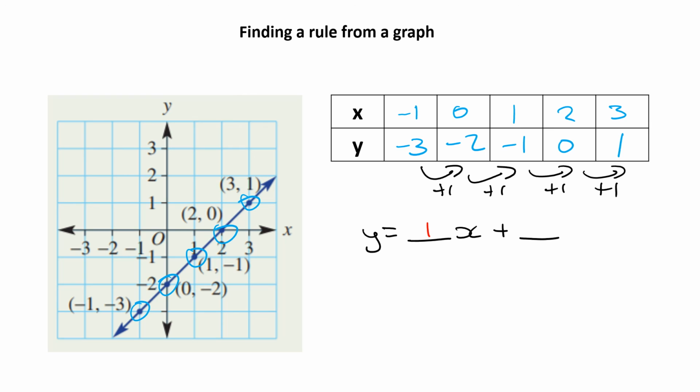And keep in mind, in this case, to work out that constant, we do have a value for x equals 0, and we know that y is -2 at that point. So let's put -2 in here. Okay, so that means my equation will be y equals x. Remember what I said earlier, the plus and minus, that means it becomes x -2. And so that's how you could find a rule from a graph.